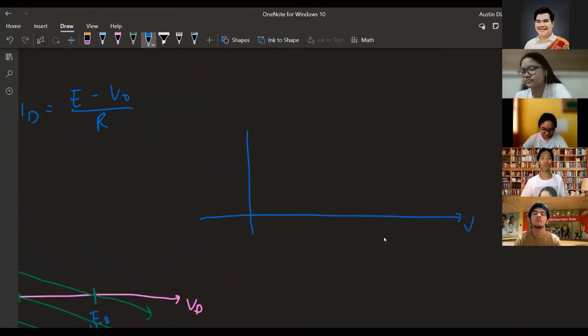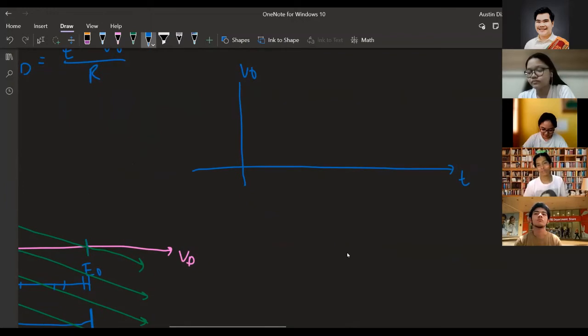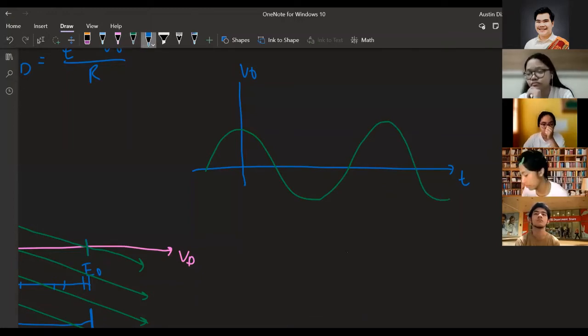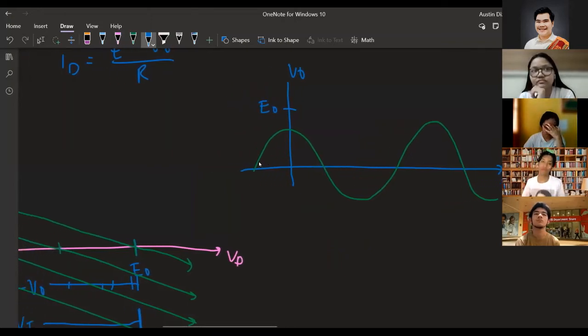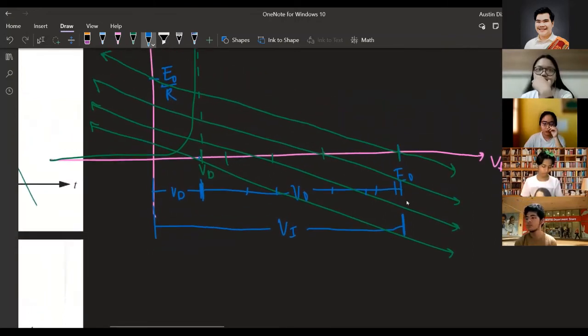This is V. This is time. Okay, time. Ideally, kung walang diode, ang mararamdaman nung resistor mo would be cosine wave also. Cosine wave din. Tapos, ang mangyayari lang is less than lang siya dun sa maximum voltage. Okay? Less than lang siya sa maximum voltage. Kasi makikita nyo dito, ganito kakapal yung VI, yung E0, pero yung V0, ganito lang siya kakapal. So, therefore, hindi niya maaabot yung maximum E.